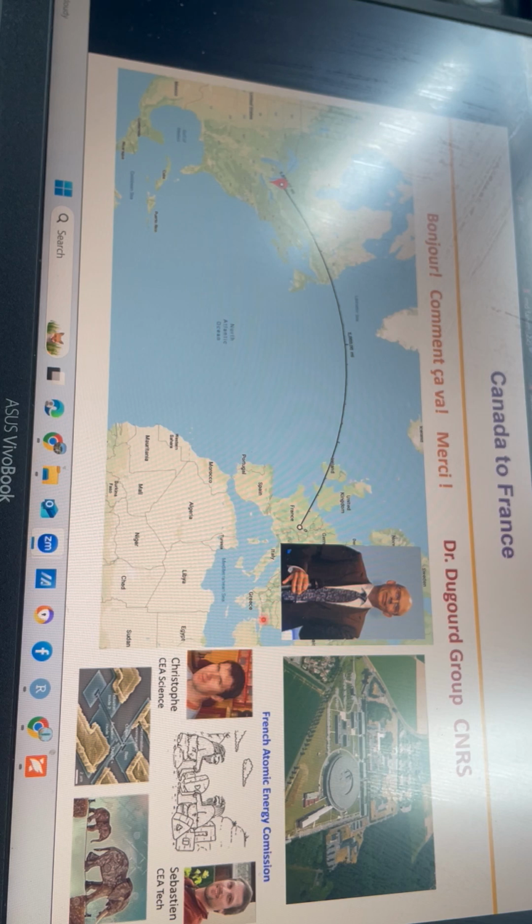After finishing my PhD in France, I joined French Atomic Energy as a research scientist, and there I also worked with two other scientists, Christophe and Sébastien, where we developed a new type of mass spectrometry, and then we published this work in Science. So now I want to share what type of work I did.